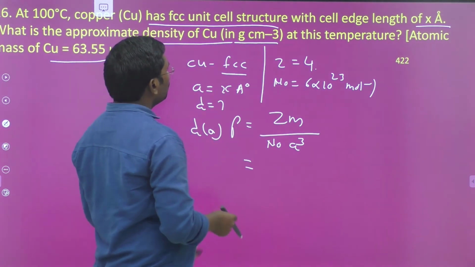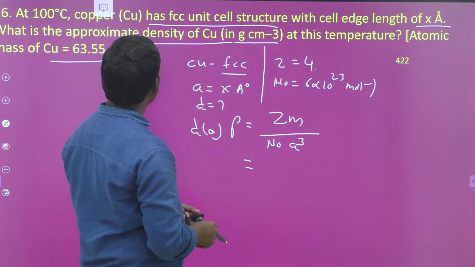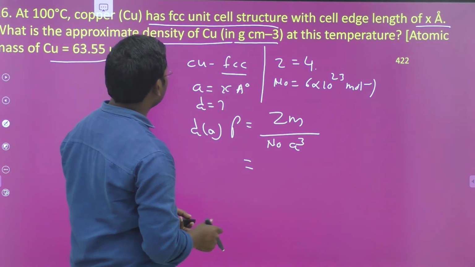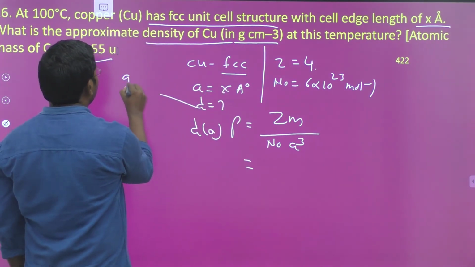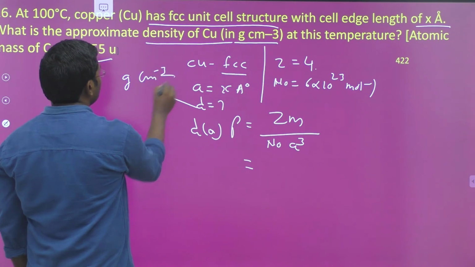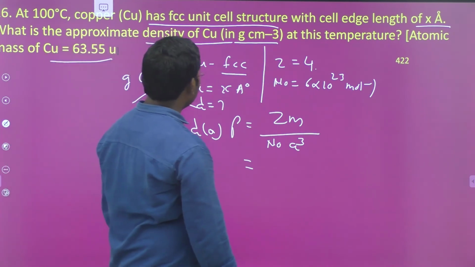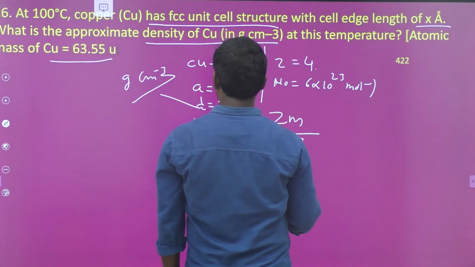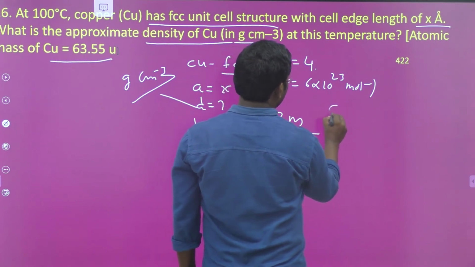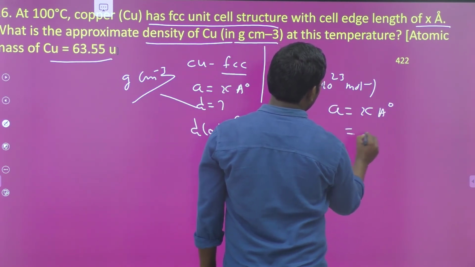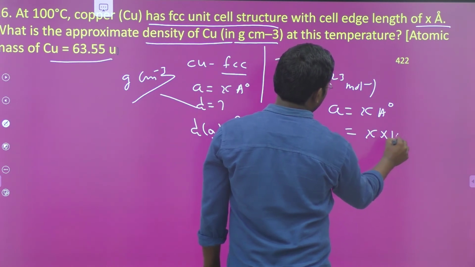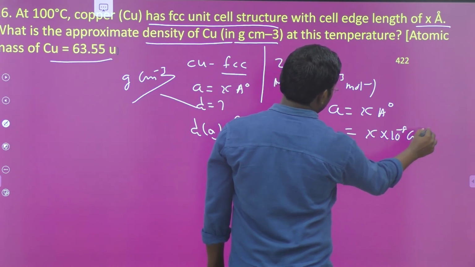edge length. So here the important point is we have to calculate the density of the copper in the units of gram per centimeter cube. Therefore we have to calculate the edge length also in centimeters. So the edge length value is given in angstrom, that will be changed into centimeter, that is equal to x into 10 to the power minus 8 centimeters.